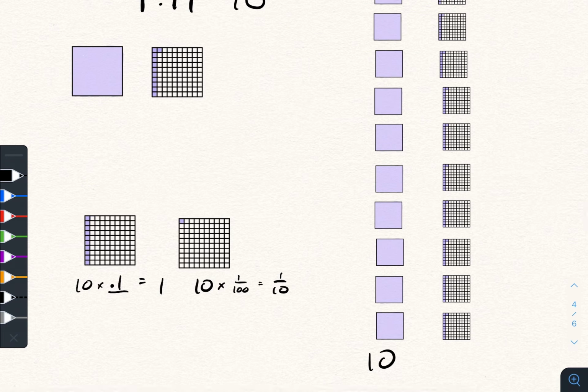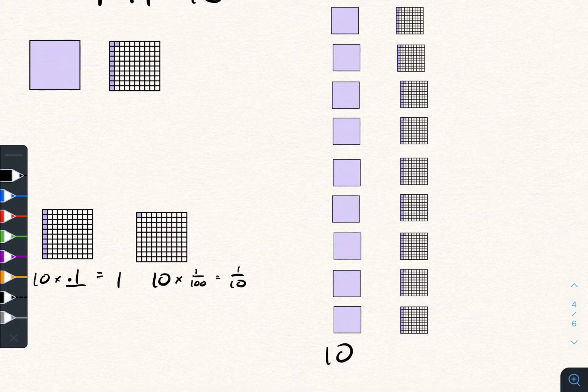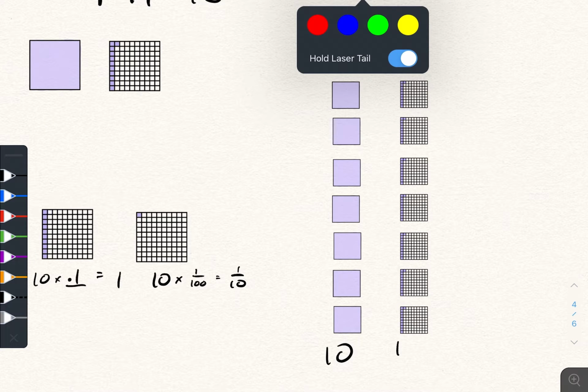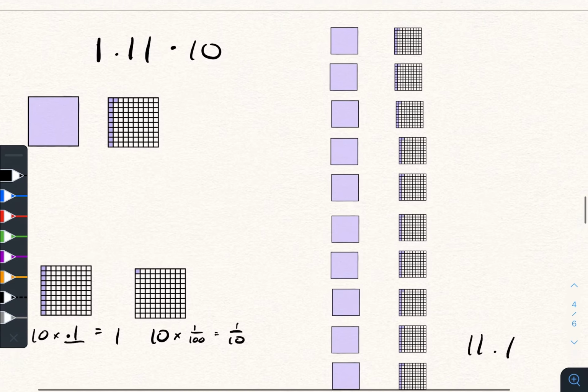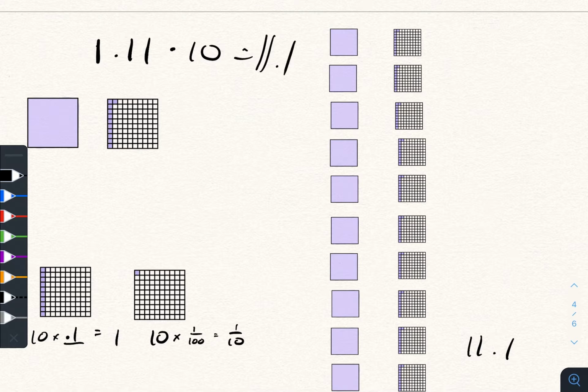Okay. And so doing all of that, I have 10 over here, and then I have 1 from the 10 of these. 10 of these makes up the entire square, right? And then 1/10 that I get from the 10 of these over here. So I get 10 plus 1 plus 1/10. So I get 11 and 1/10.